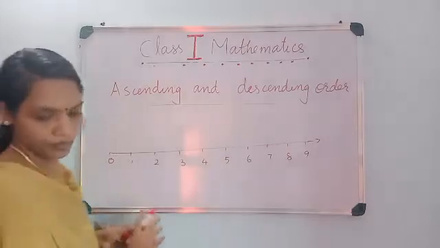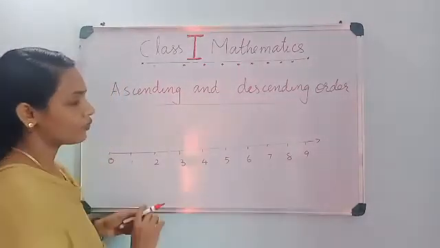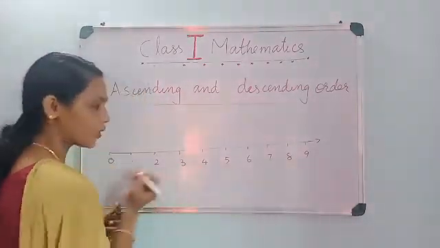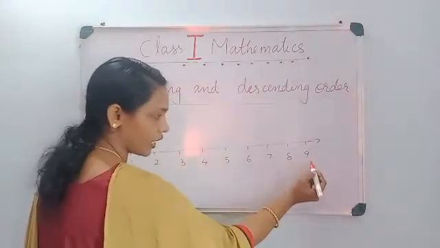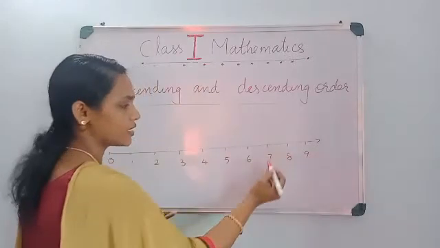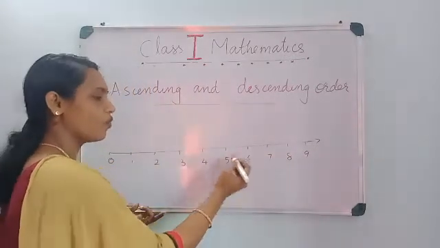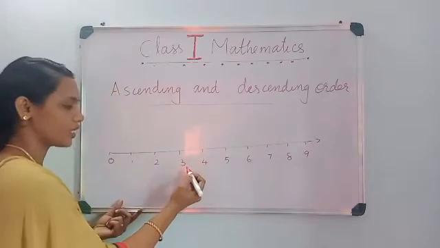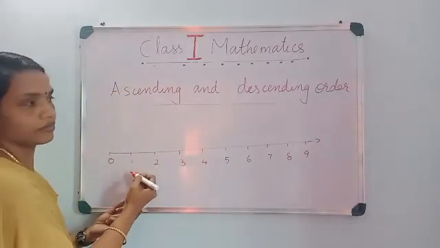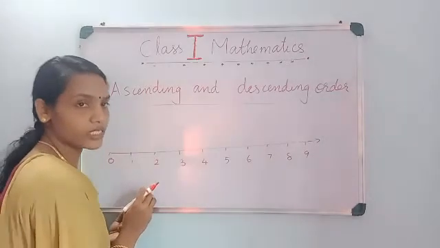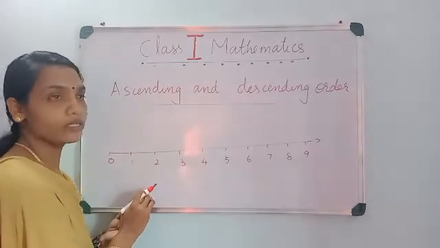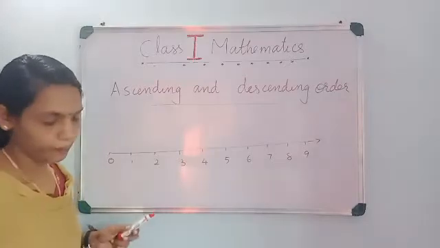Then when we count the numbers in reverse order or backward counting, that means first we start from 9, then 8, then 7, then 6, 5, 4, 3, 2, 1. This is backward counting. This is the decreasing order. This is called descending order.